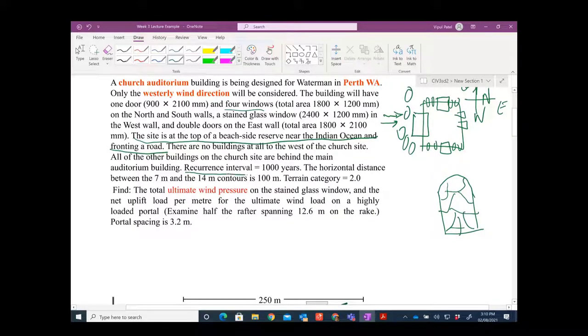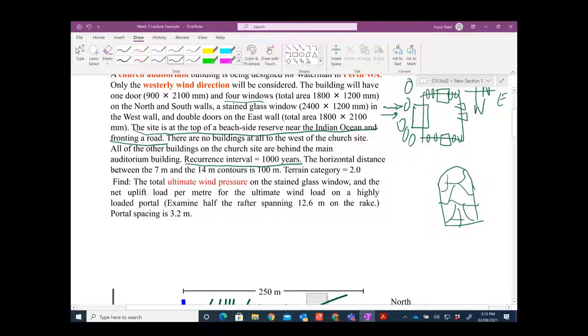Recurrence interval is 100,000 years. I will explain what a recurrence interval is, but its details are given here. The horizontal distance between the 7 meter and 14 meter contour is 100 meters. That I'll also explain. Terrain category is 2.